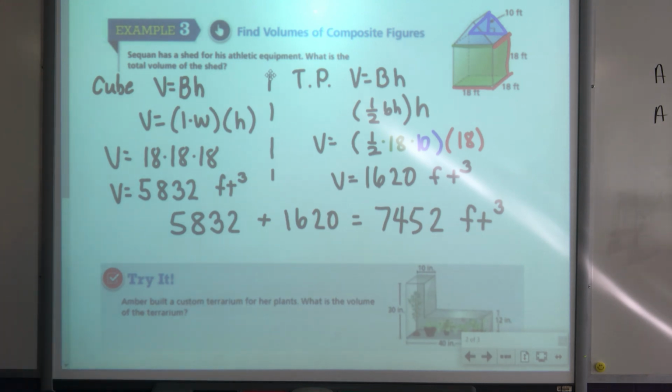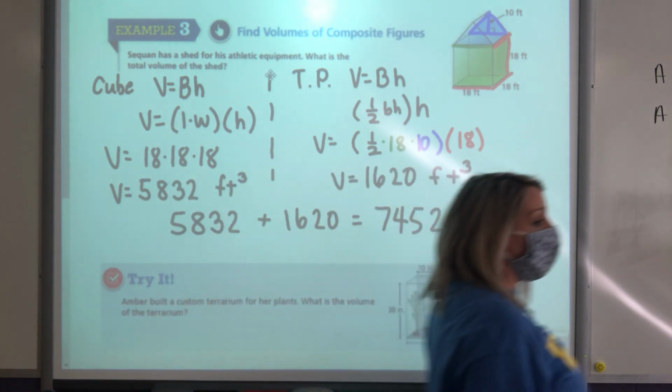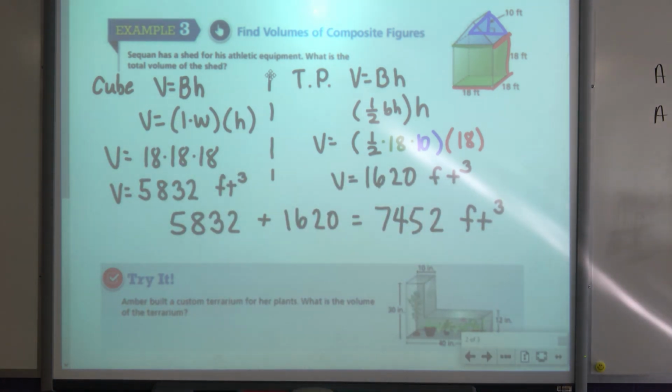Again, it's all about breaking things down and what we know. We know the area of a rectangle, the area of a square is length times width. We know that a triangle is half of a rectangle or half of a square. So it's just using that information and being able to apply it in these problems.